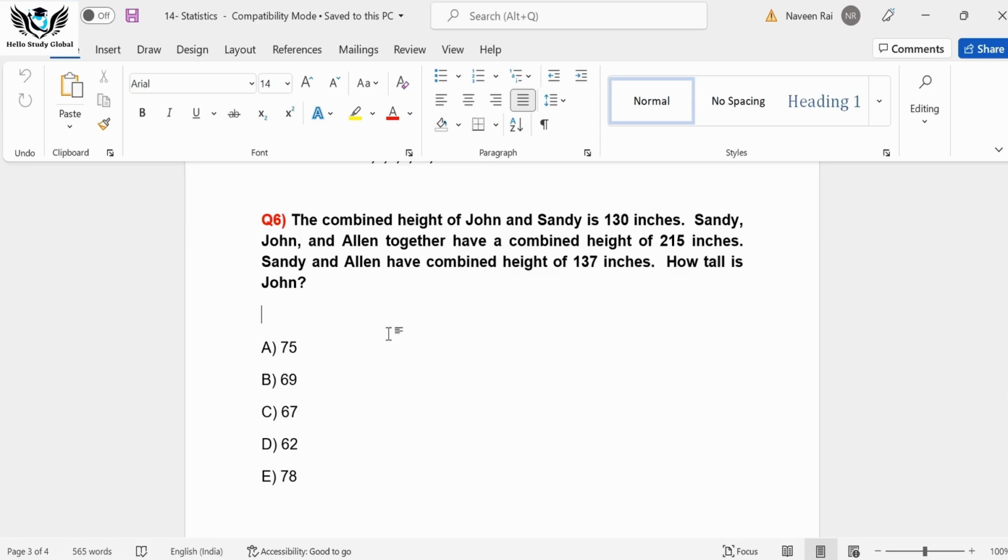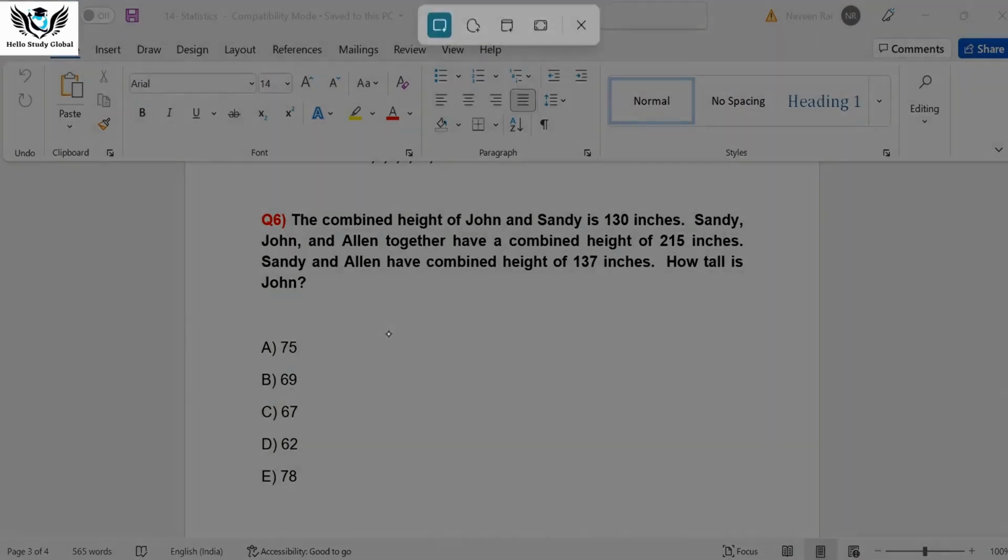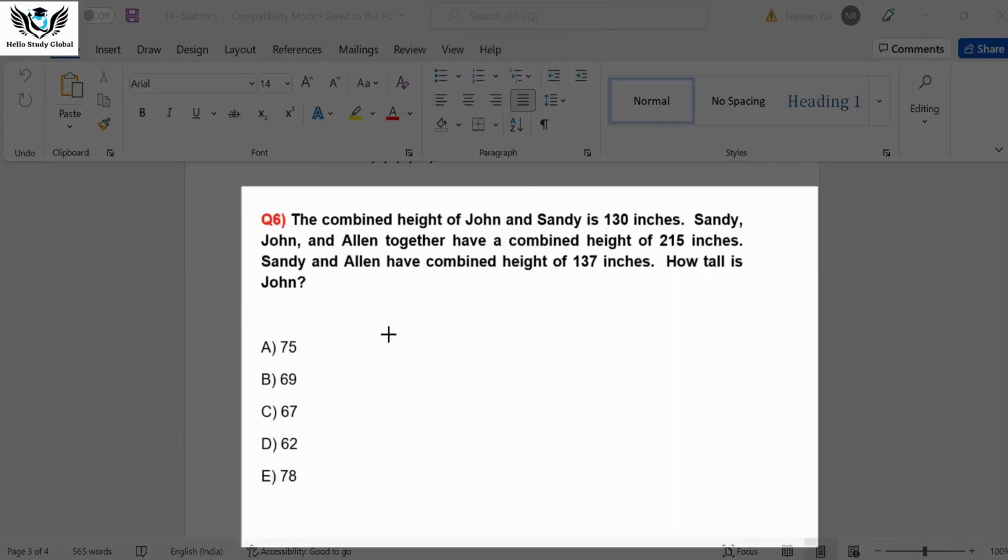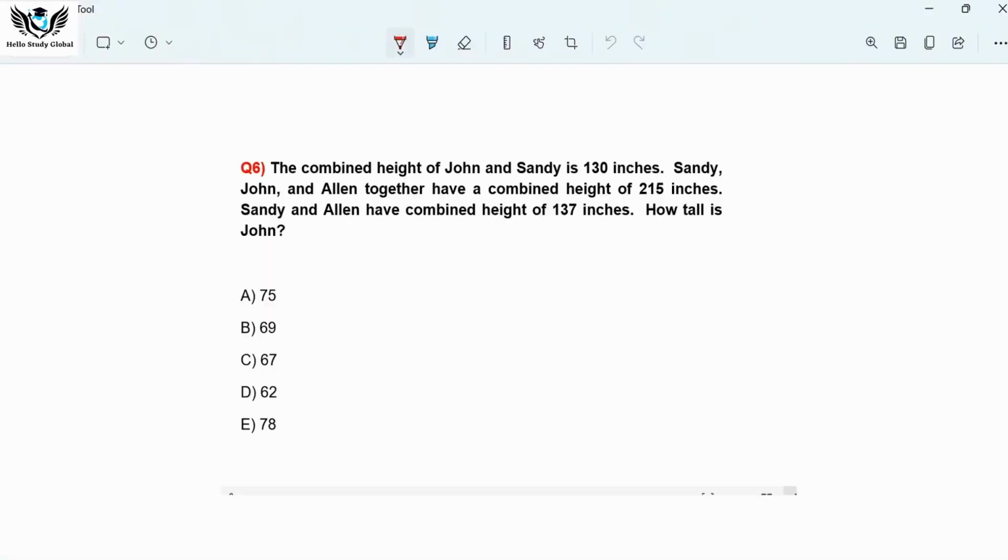Okay, so this is rather a straightforward question. The combined height of John and Sandy is 130 inches. Sandy, John, Alan together, the combined height is 215. So Sandy, John, Alan together, the height is this much. And what are they asking? They are asking John's height.